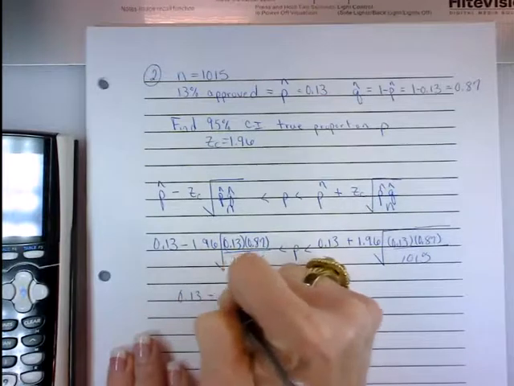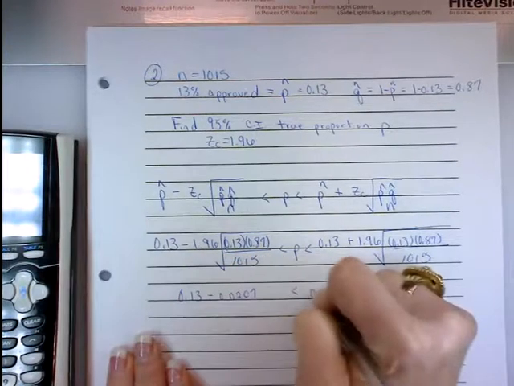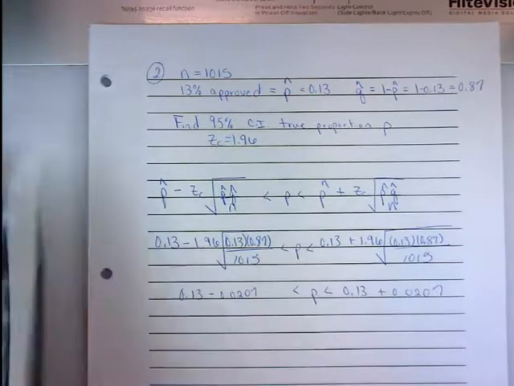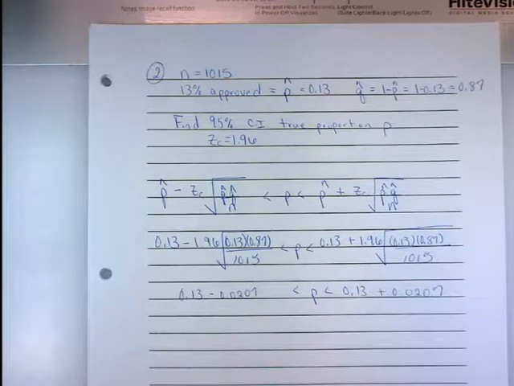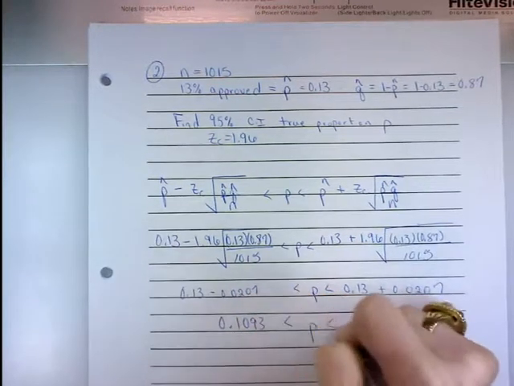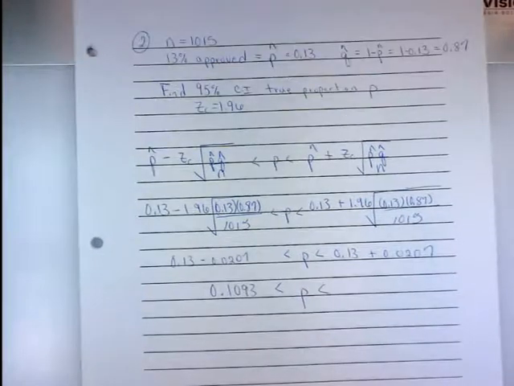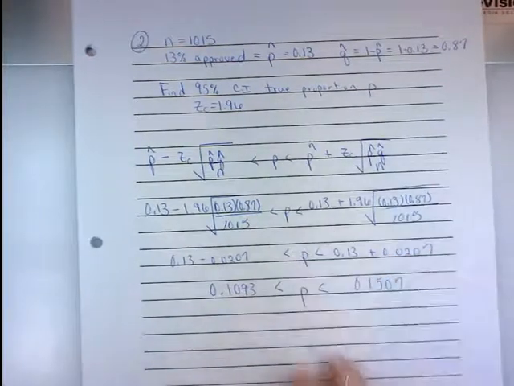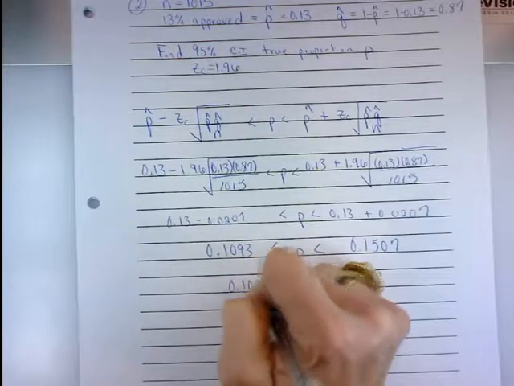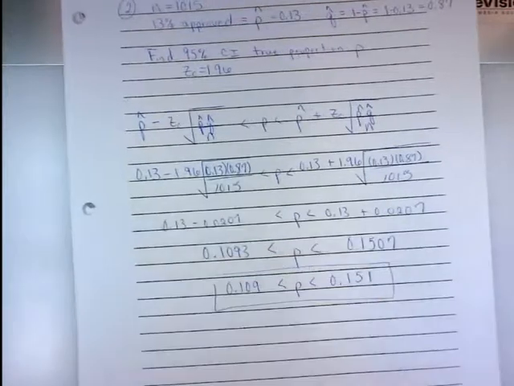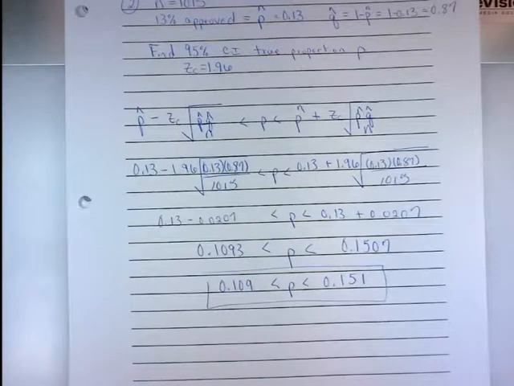0.13 minus 0.0207, that's your E. 0.13 plus 0.0207. Subtract from the 0.13: 0.1093. And add to it, 0.13 plus 0.0207: 0.1507. Round each to 3 places: 0.109 and 0.151. And you can also say 10.9% to 15.1%.